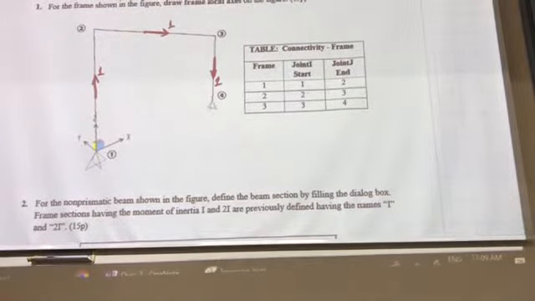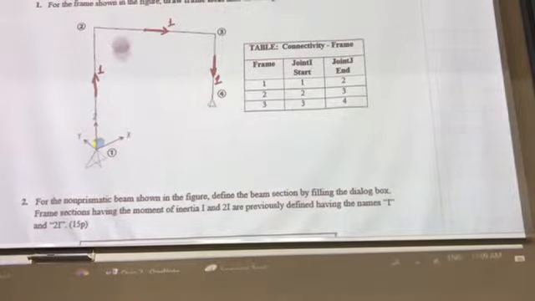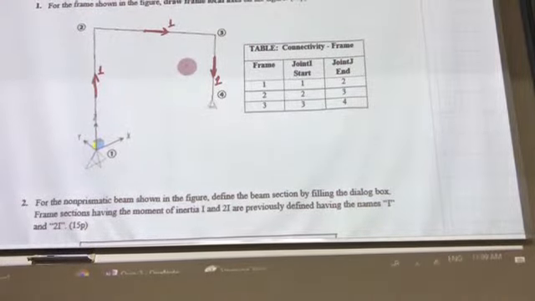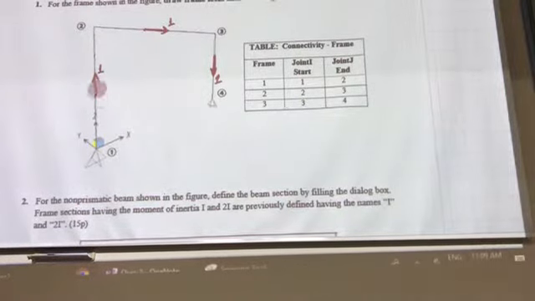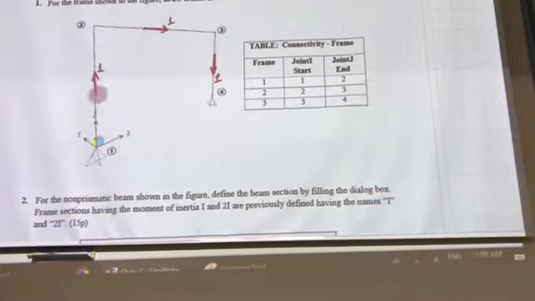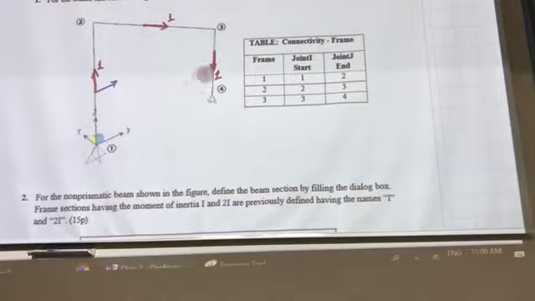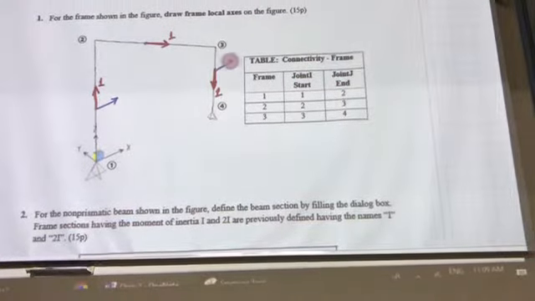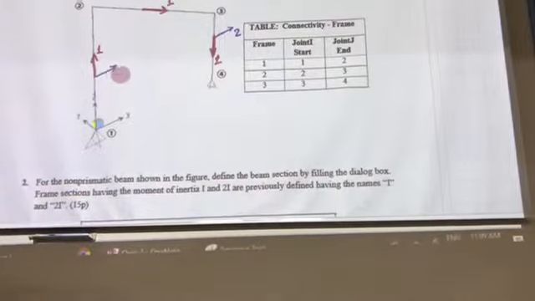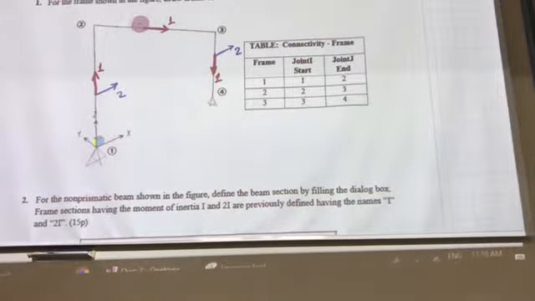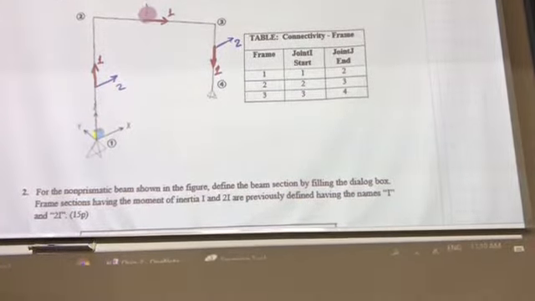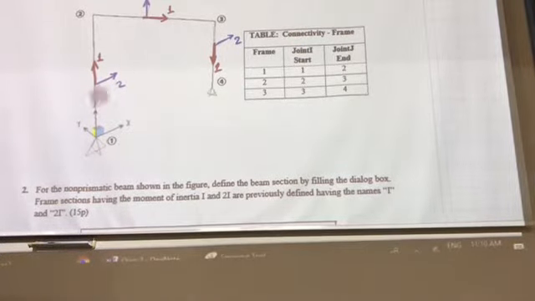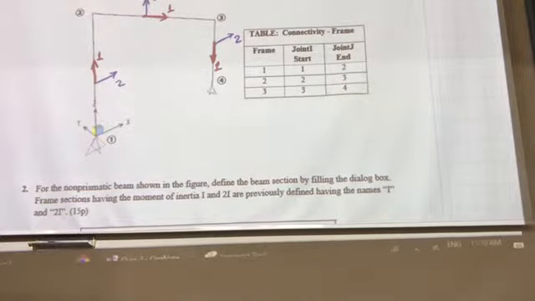What about axis 2? For vertical members, axis 2 is parallel to x. Therefore, this is parallel to x, this is parallel to x, and this is parallel to x. What about this one? For horizontal members, it is parallel to z. Therefore, this is 2.